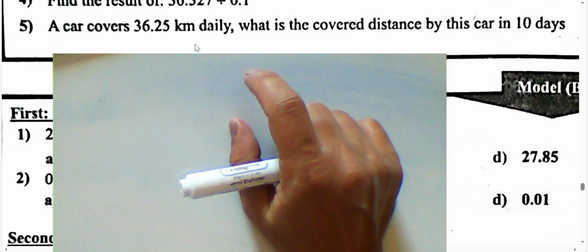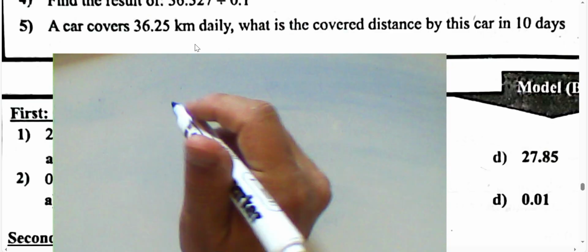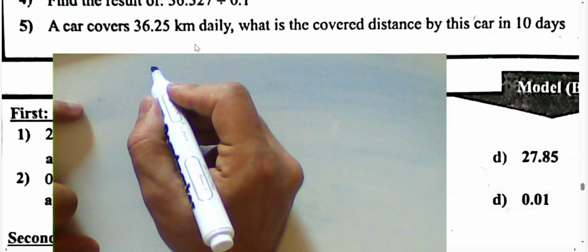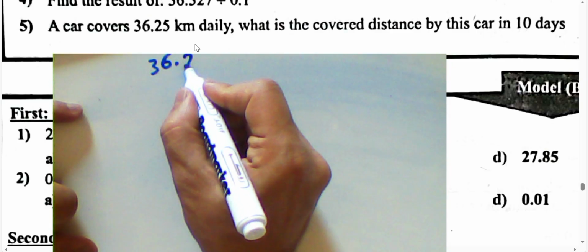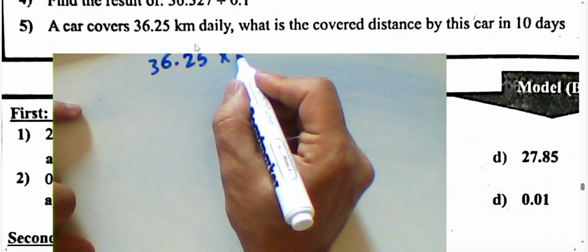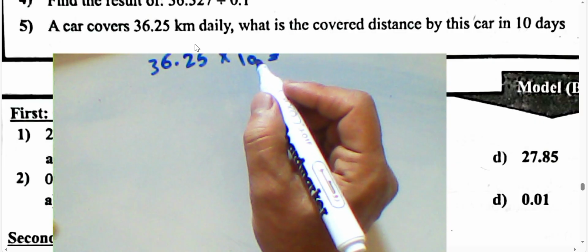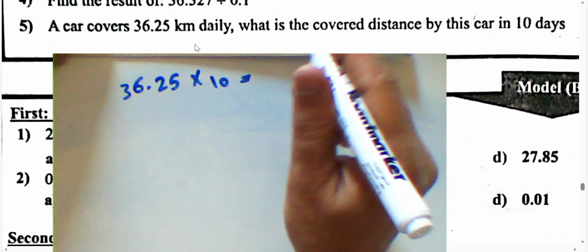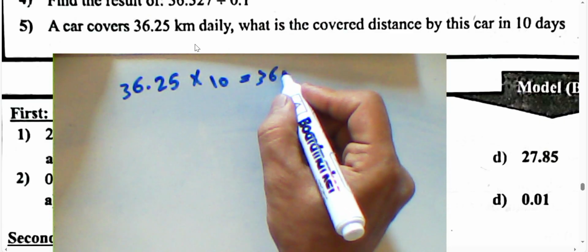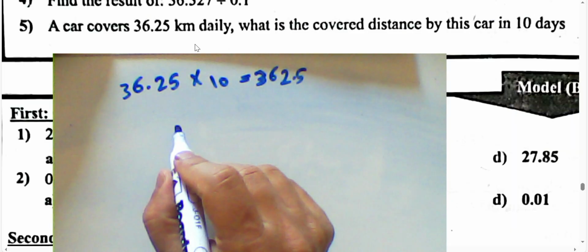Next question. A car covers 36 and 25 hundredths kilometers daily. What is the distance covered by this car in 10 days? We can write the distance in 1 day was 36 and 25 hundredths kilometers. We want 10 days. We can multiply by 10 to find the result. Move the point right hand side by 1 place. Write 3, 6, 2.5. Move the point right hand side by 1 place.